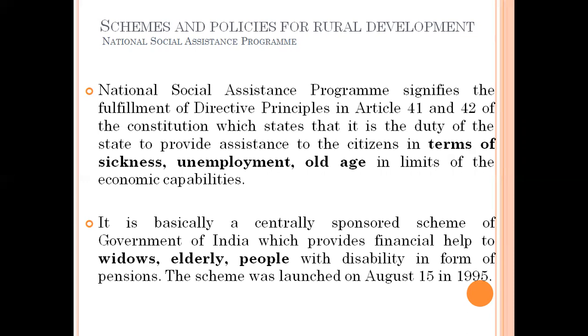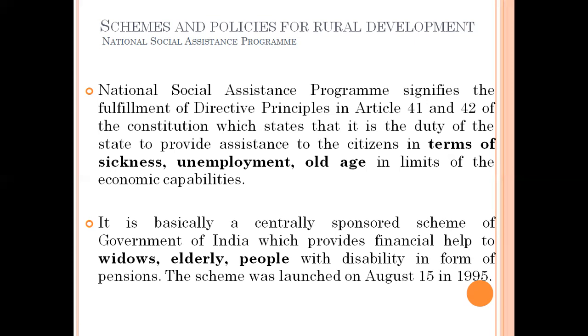The next scheme which comes under National Social Assistance Program is National Family Benefit Scheme. So in case of the death of the breadwinner of the family, the family will receive a lump sum of 20,000 rupees. And the condition here is that the breadwinner should have been aged between 18 to 64 years.